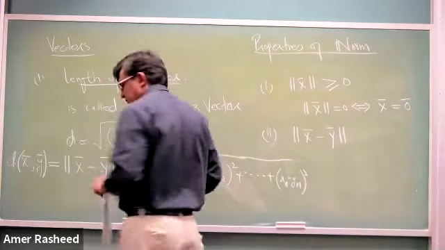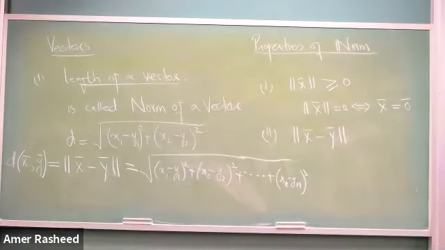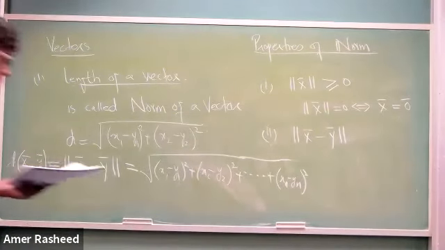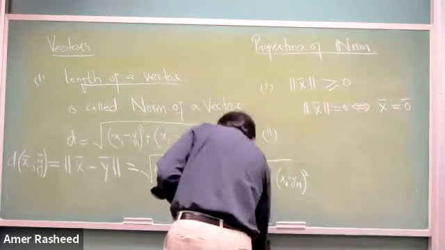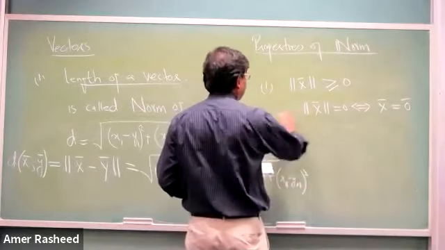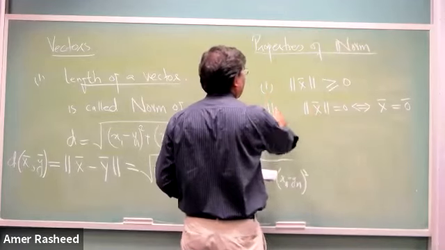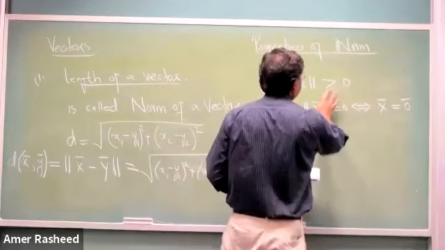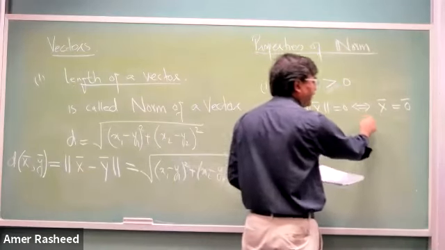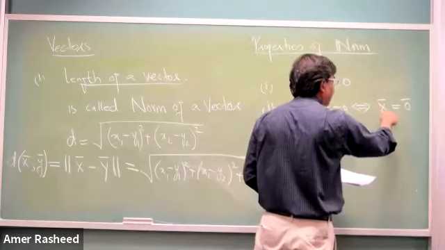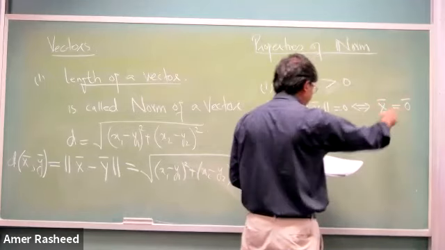This one is not the property. The property is this one, the second property. The norm of any vector, the length of any vector, is always positive. The length of the vector is 0 if and only if the vector is 0 itself.